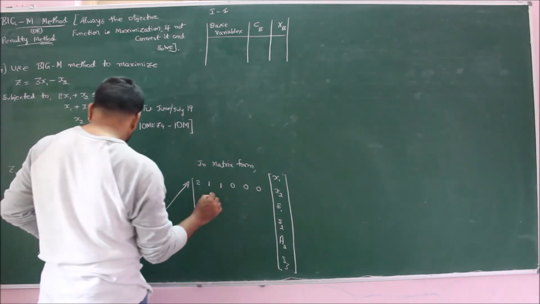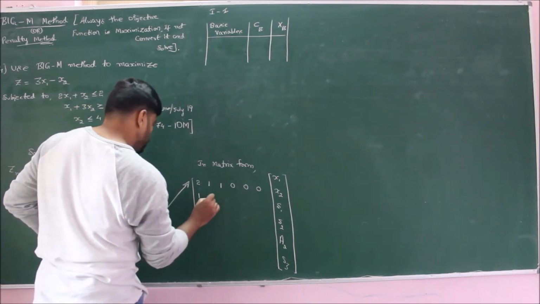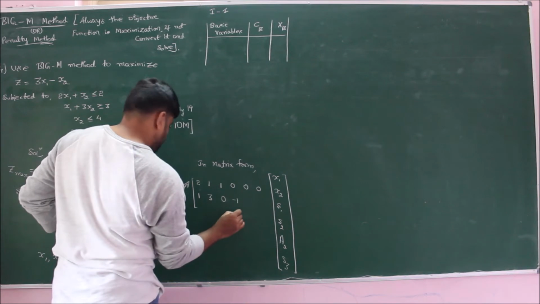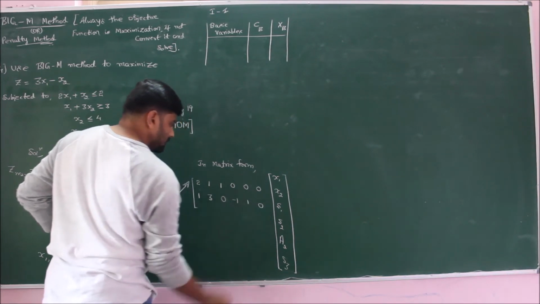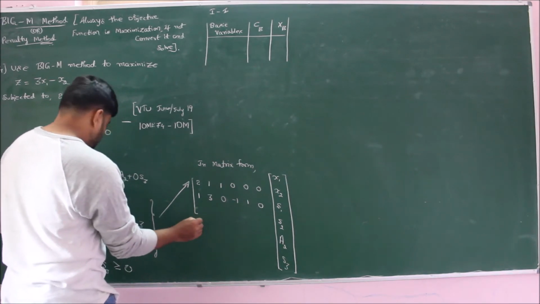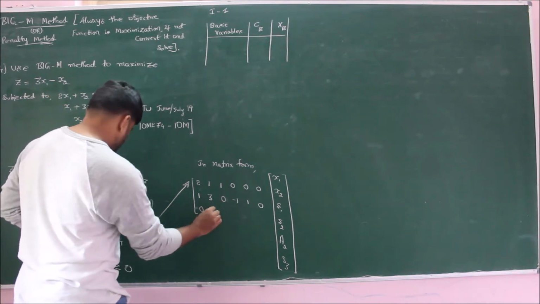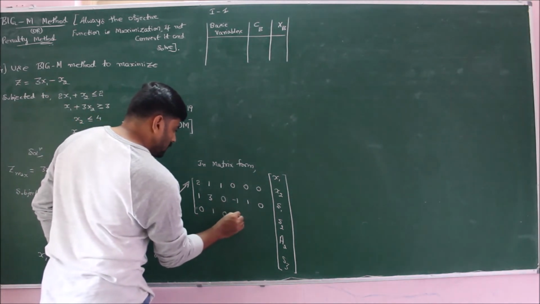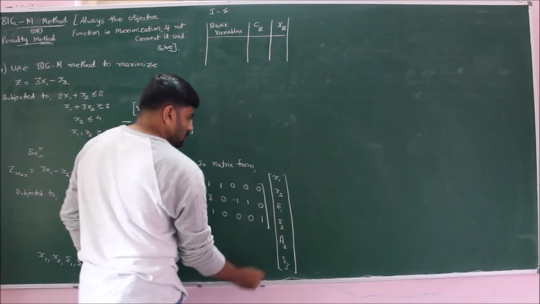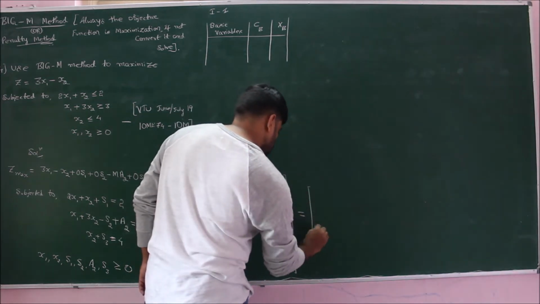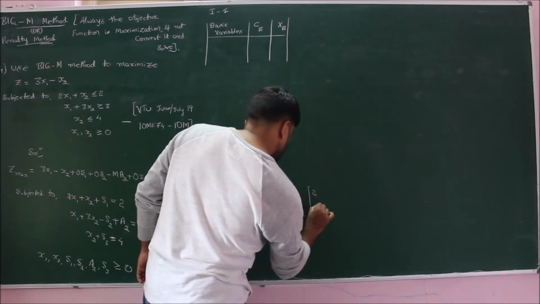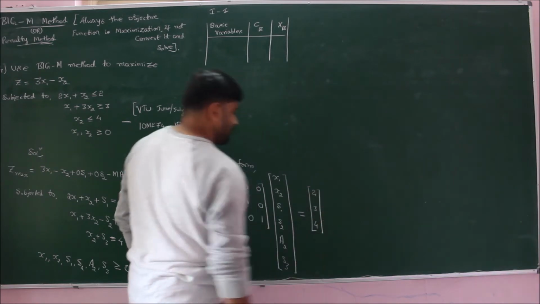Next, coming to the second linear equation, the coefficient of x1 is 1, x2 is 3, we don't have s1, s2 is minus 1, artificial variable is 1, and we don't have s3. Coming to the third linear equation, we don't have x1, the coefficient of x2 is 1, we don't have s1, we don't have s2, we don't have a2, the coefficient of s3 is 1. This is equal to the RHS of the set of linear equations, which is 2, 3, 4. So write it 2, 3 and 4.